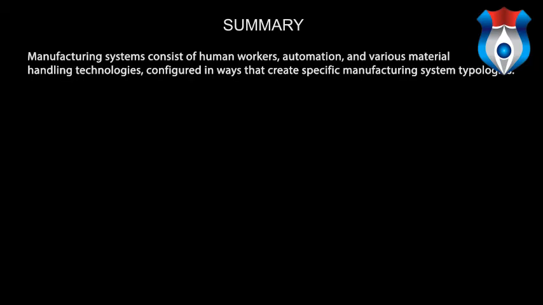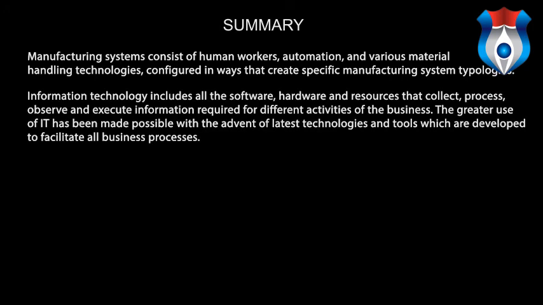Now in the end, let us summarize what we have learnt in this lecture. A manufacturing system consists of human workers, automation, and various material handling technologies configured in ways that create specific manufacturing system typologies.